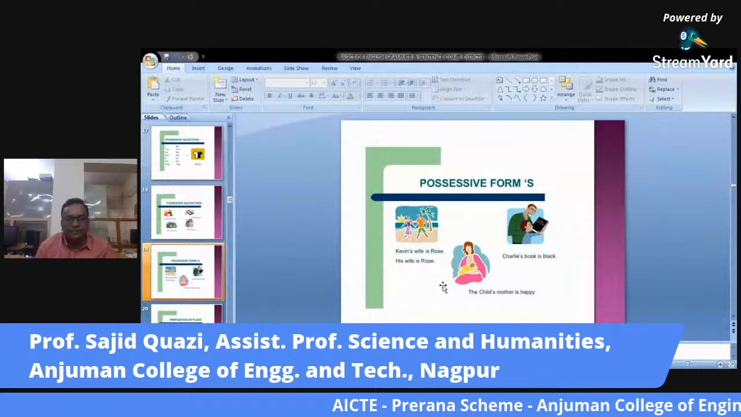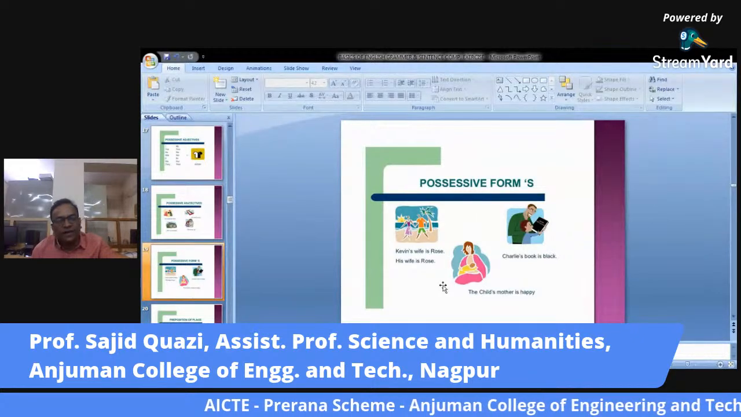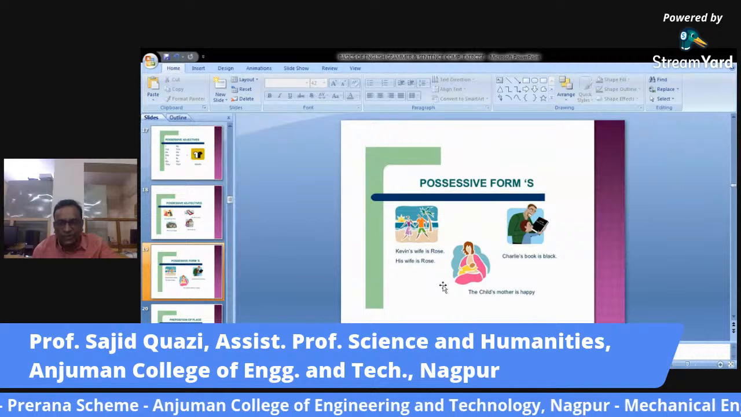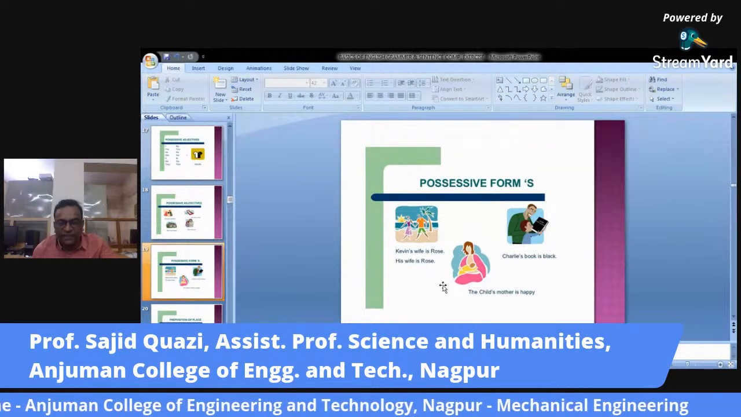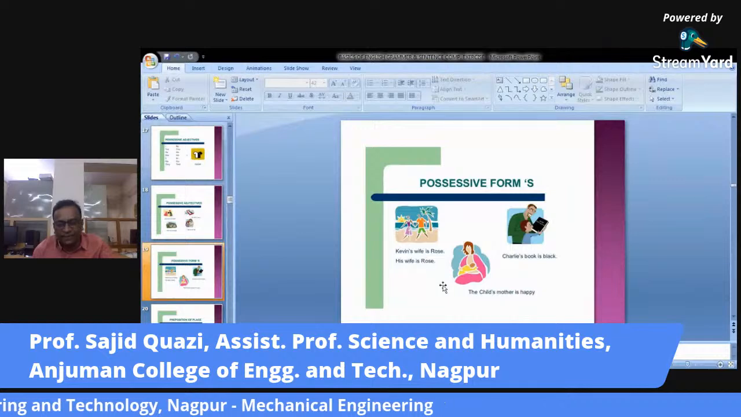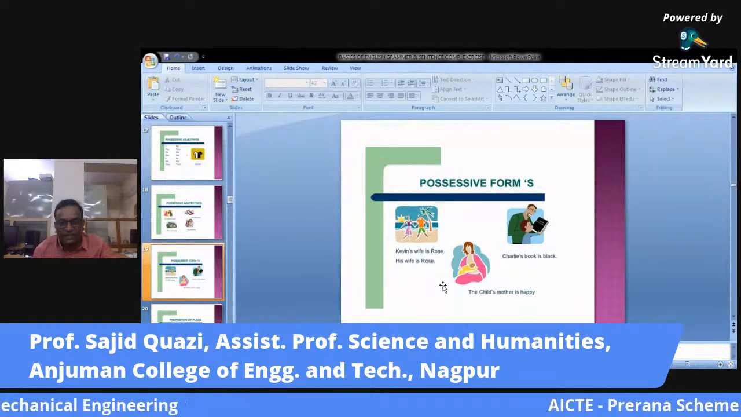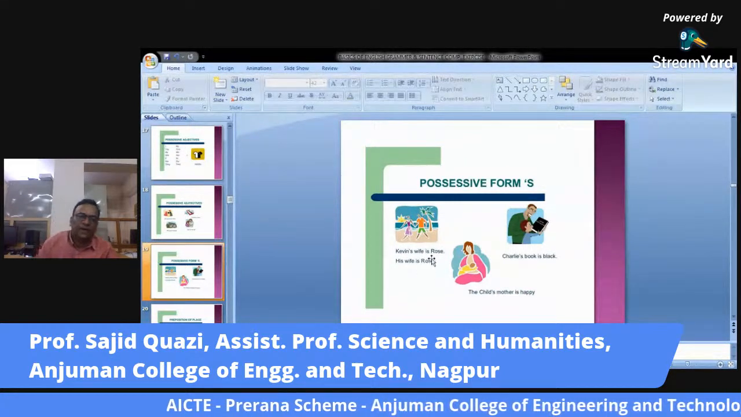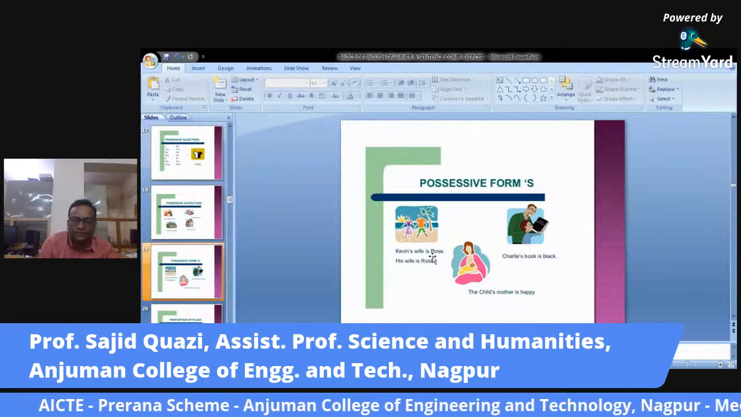Possessive form with s. Kevin's wife is Rose. His wife is Rose. See the difference between the examples. Charlie's book is black. Charlie's s is there. The child's mother is happy. So this is how the possessive form is used.